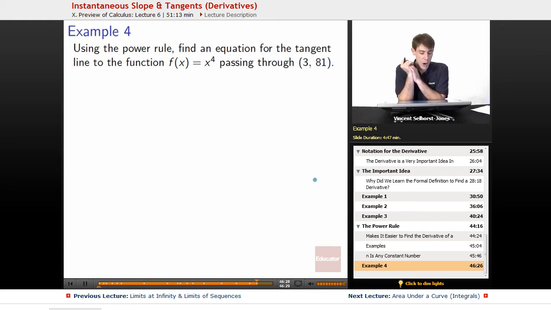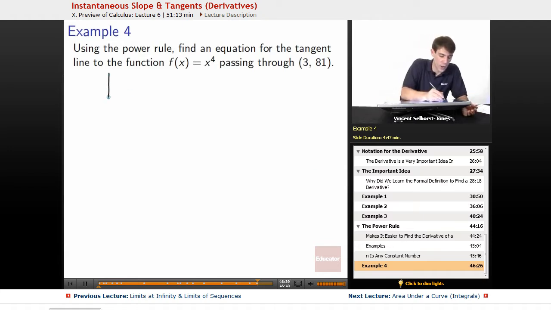So using that power rule, find an equation for the tangent line to the function f of x equals x to the fourth that passes through (3, 81). So if we're going to pass through (3, 81), let's first get a sense of what's going on. If we draw just a real quick sketch of what's going on here.